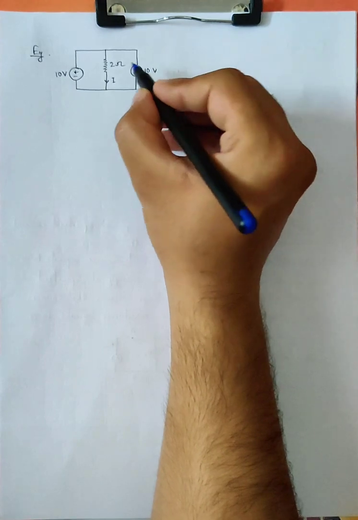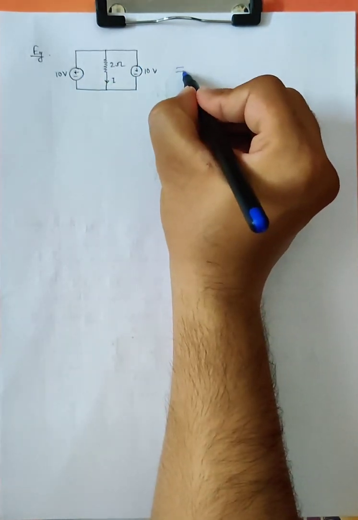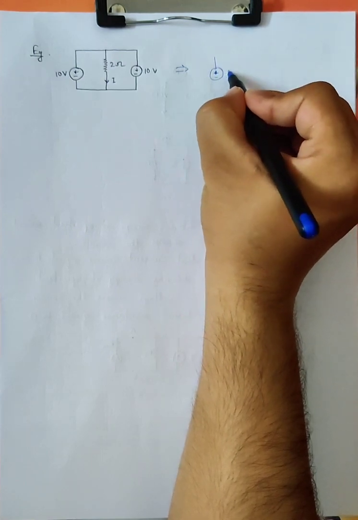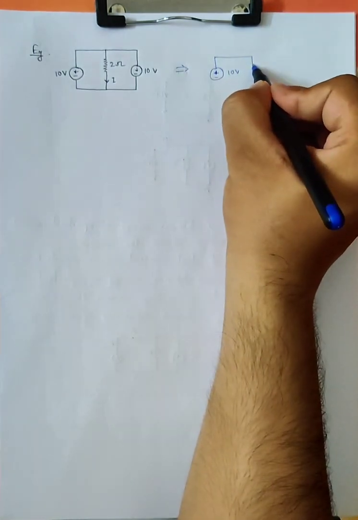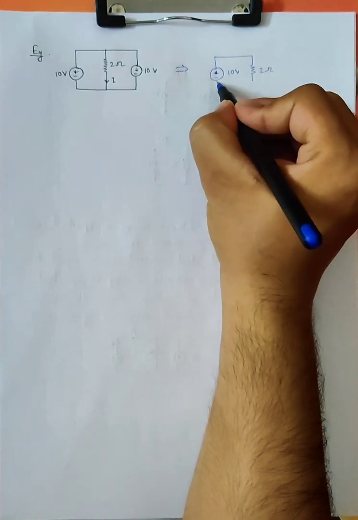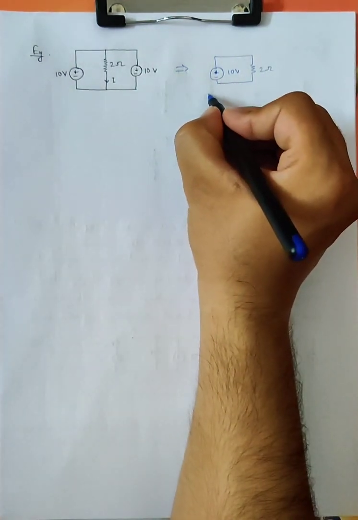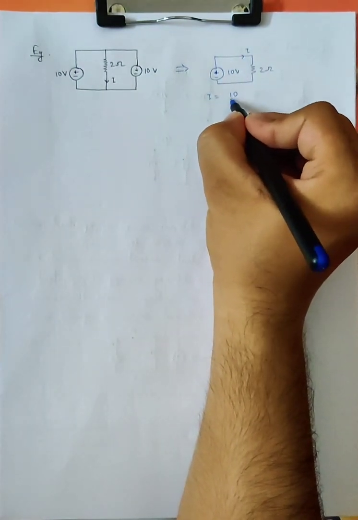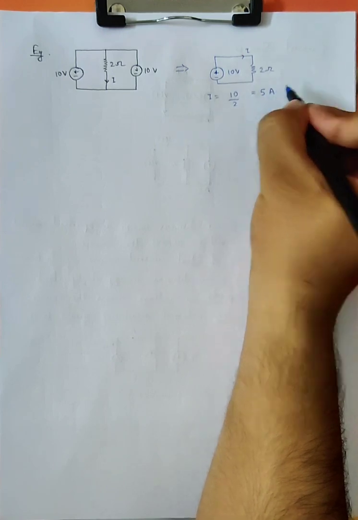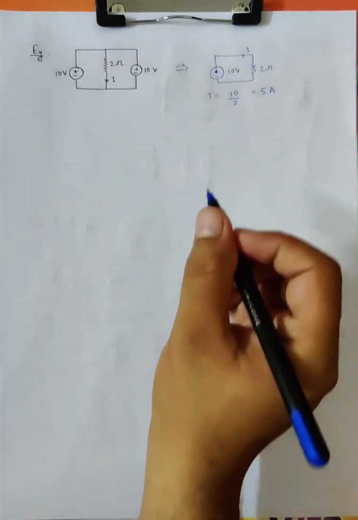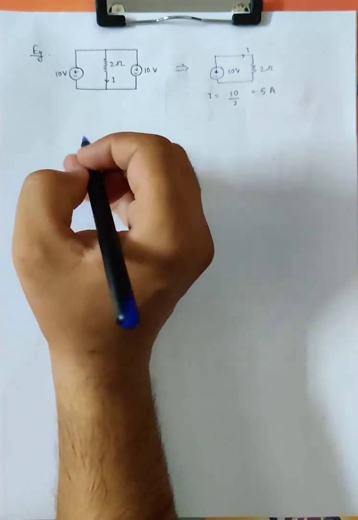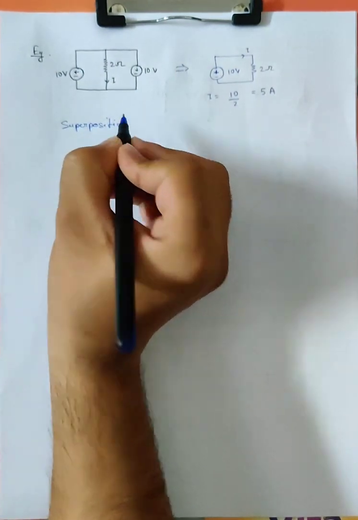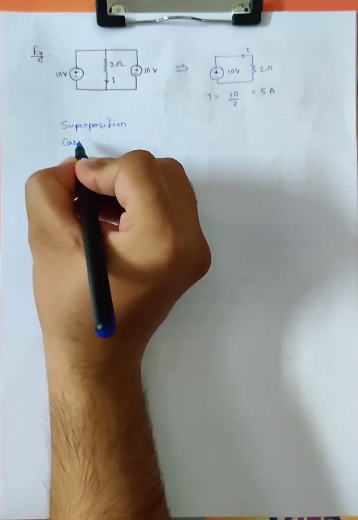We can further reduce this circuit as a single voltage source of 10 volts with a resistance 2 ohm. So the current I will be equal to 10 by 2 equal to 5 amperes. Let's apply superposition for this circuit. Case 1.